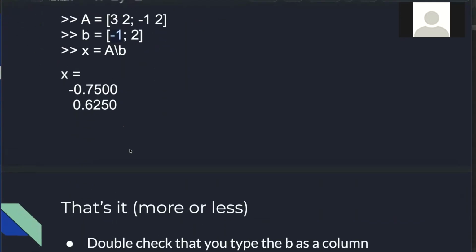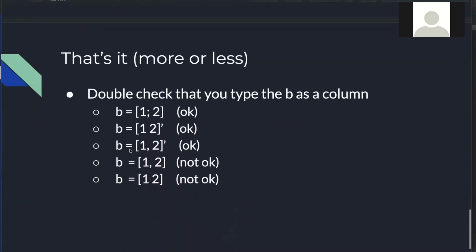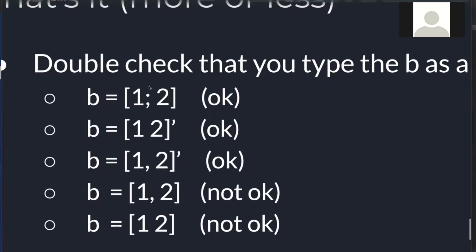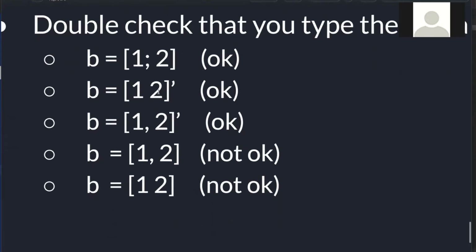So we solved a system, right? And that's more or less it. You want to make sure of a couple of things. Make sure that you type your B as a column. You can look at it after you type it in to make sure it's correct. There are a few ways you could do it. One way is to use the semicolon, like 1 semicolon 2. The semicolon means go down to the next row. So this is 1, go down to the next row, 2. You could also type it as a row, 1, 2, and then put an apostrophe. The apostrophe does the transpose, makes it a column.